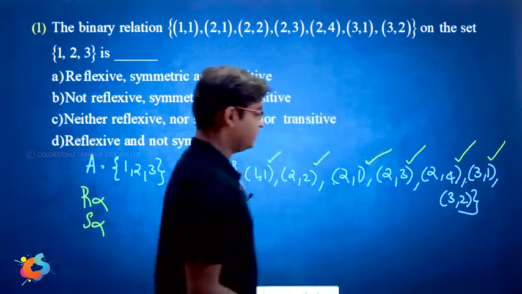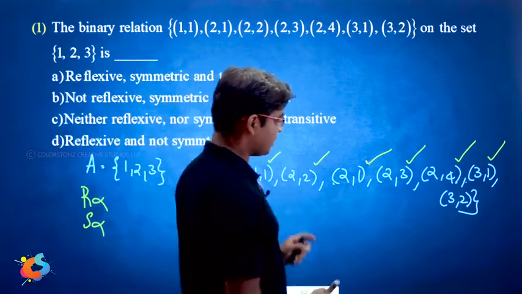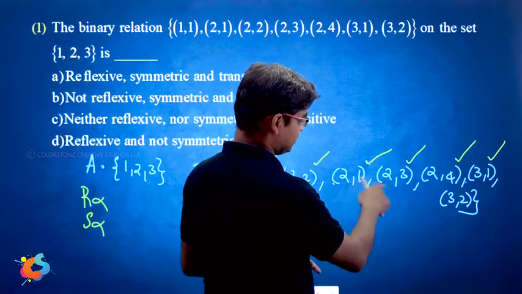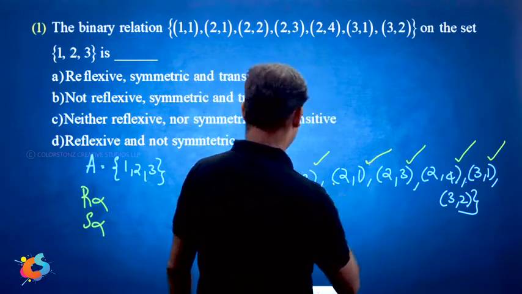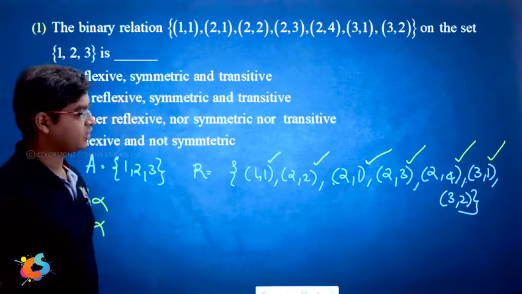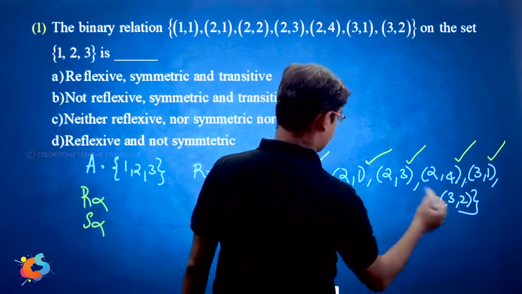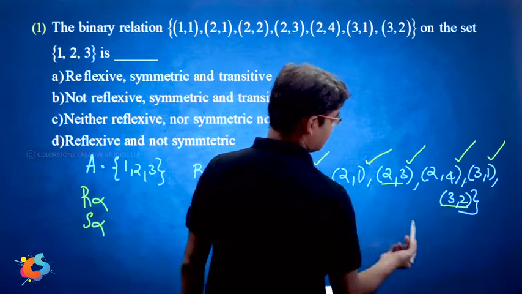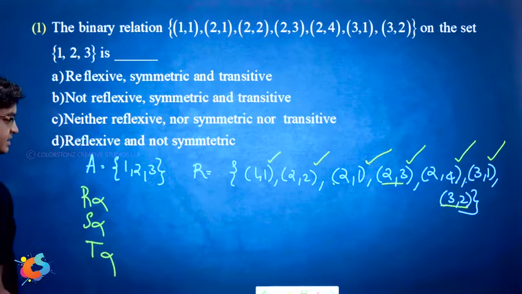Okay. Next, (3,2). Any other ordered pair starting with 2? Yes. So (3,2) is present. (3,1) is present. (3,3) is not present. So clearly we can see (3,2) is there, (2,3) is there. But (3,3) is not there. So therefore this is not transitive.